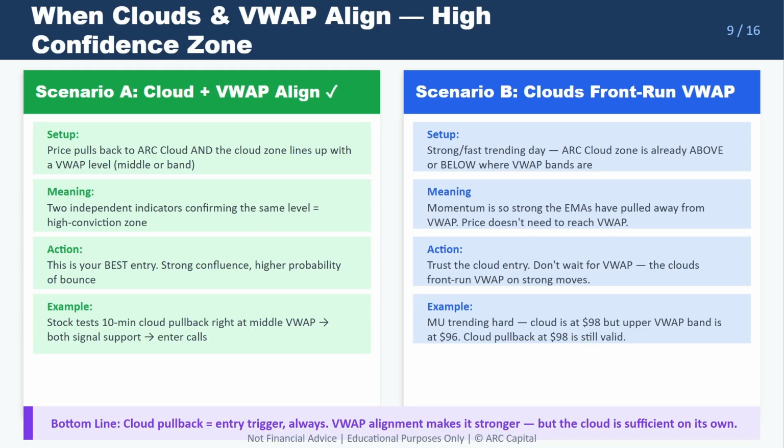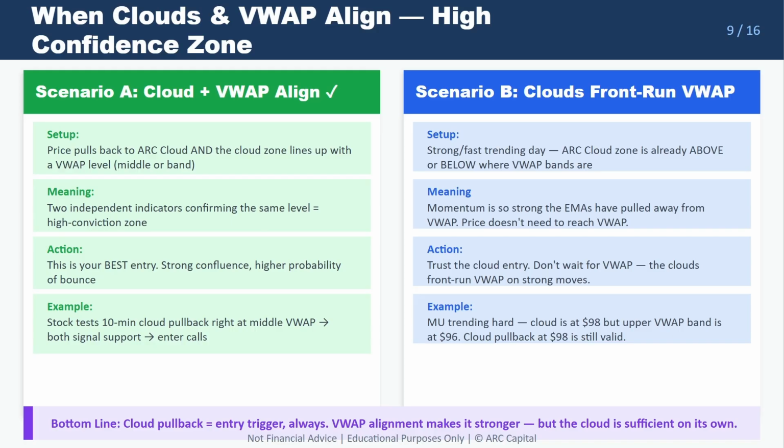Then you have scenario B. Cloud front runs the VWAPs. The setup is a strong and fast trendy day. The ARC clouds are already above or below the VWAP bands, right? Let's say just like today on Tesla, where they went from trading below the middle VWAP to catching up all the way to the top VWAP and giving you tests in multiple entries on those higher test trends, right? So the meaning is the momentum is so strong that the EMAs have pulled away from VWAP. Price doesn't need to reach VWAP.